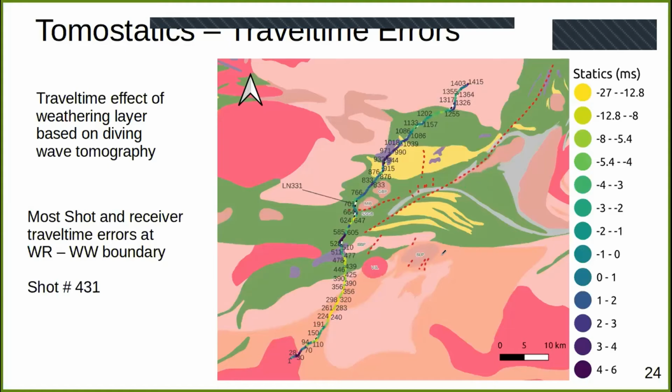And as for the tomostatics, I plotted the shot and receiver delays as they're seen over the transect, and higher delays, so more error, are shown here in yellow. And I found that most of them are actually located down here over the Winnipeg River to Western Wabigoon boundary. There's also a small bit here within the structural deformation zone between these regional faults that come through the area in the South Sturgeon greenstone belt. I examined shot number 431 for its effectiveness. So that's right here on the boundary between that greenstone belt and this continent.